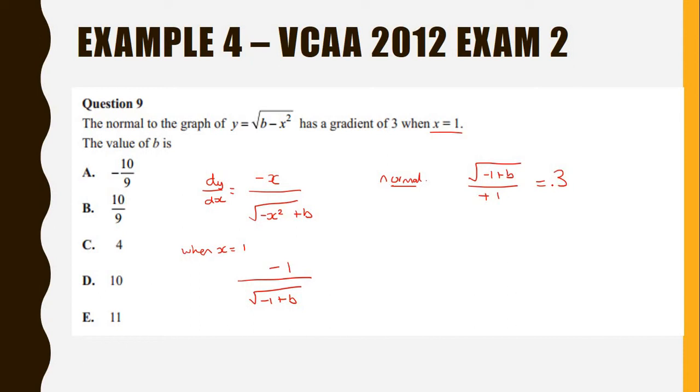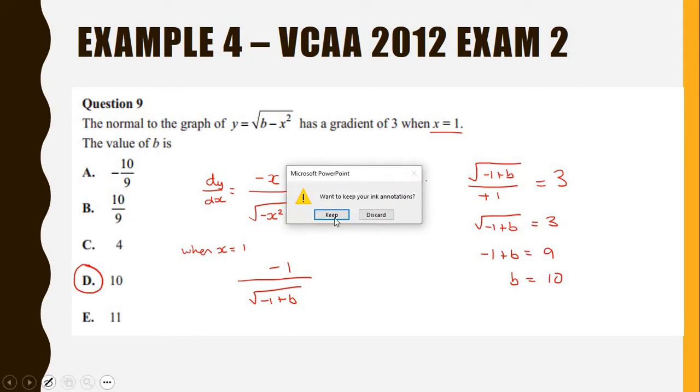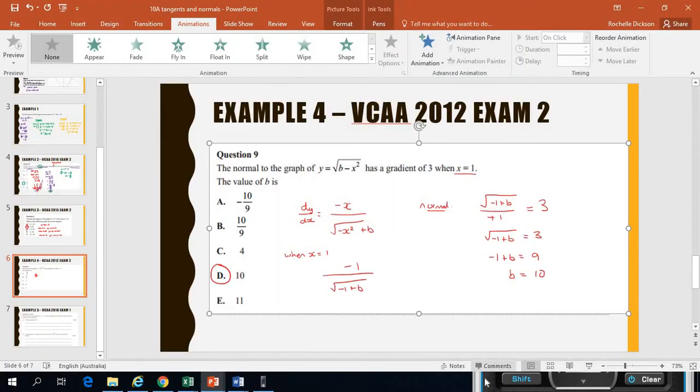Now we could either solve this by hand or on the calculator. This one's pretty easy to solve by hand because this is what we've got. We can square both sides and then we can add 1 to get our value of 10. You could also have solved that on CAS if you would like. So let's just go back and have a quick look at how we would do that if we were using our CAS. Let's keep our annotations there.